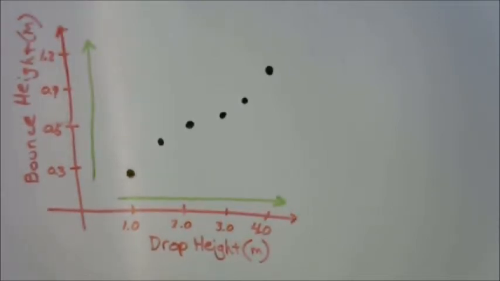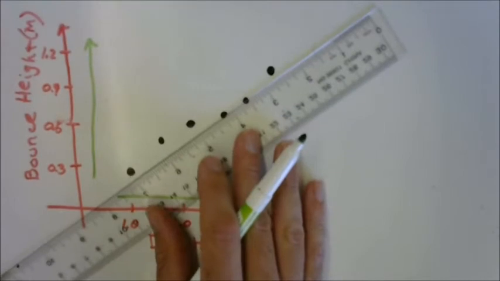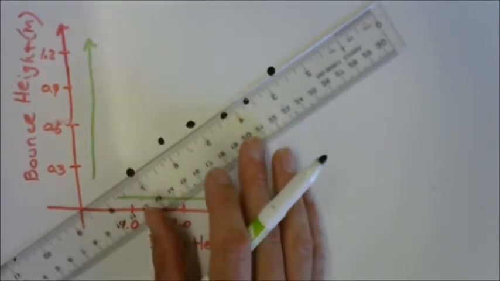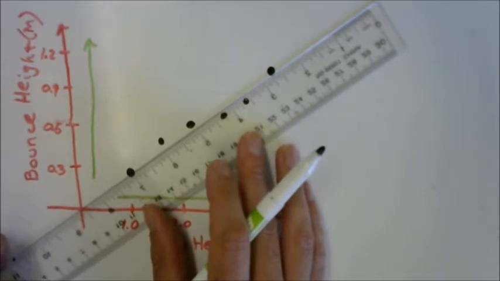So after plotting those points, we can see that there is a relationship between drop height and bounce height. As we drop the ball from a higher measurement, a higher height, the ball will bounce higher. But we also notice that this relationship is not perfectly linear. So it's different from the types of relationships that we've been studying so far.